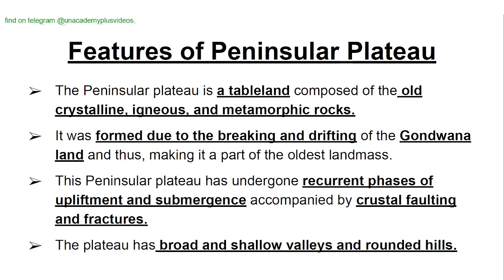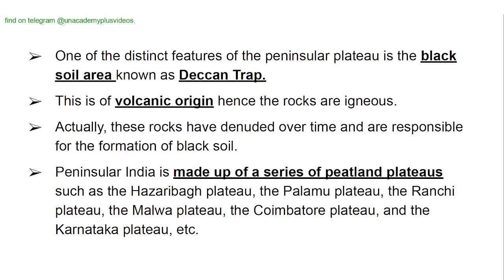It was formed due to the breaking and drifting of the Gondwana land, thus making it a part of the oldest landmass. This peninsular plateau has undergone recurrent phases of upliftment and submergence accompanied by crustal faulting and fractures. The plateau has broad and shallow valleys and rounded hills. One of the distinct features of the peninsular plateau is the black soil area known as the Deccan Trap. This is of volcanic origin, hence the rocks are igneous. Actually, these rocks have denuded over time and are responsible for the formation of black soil.